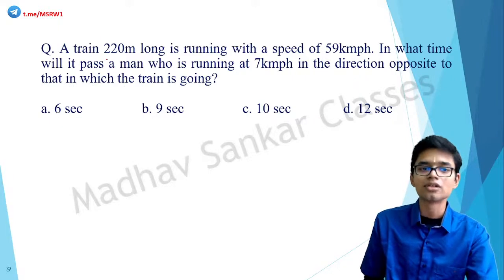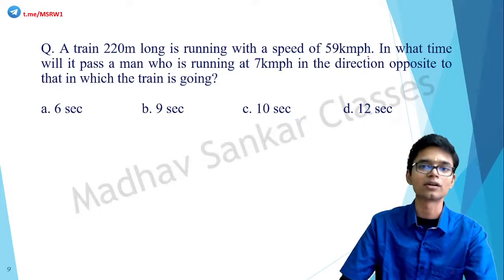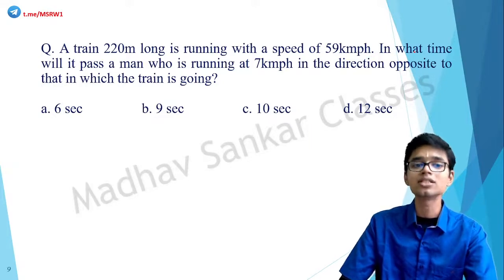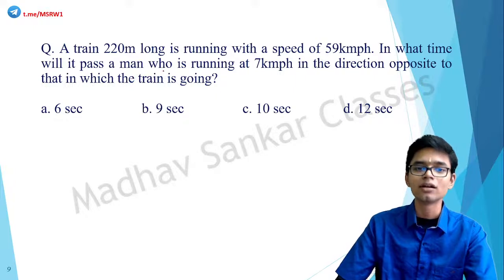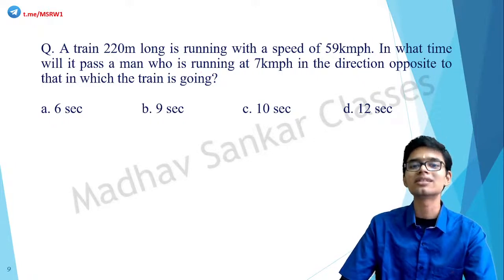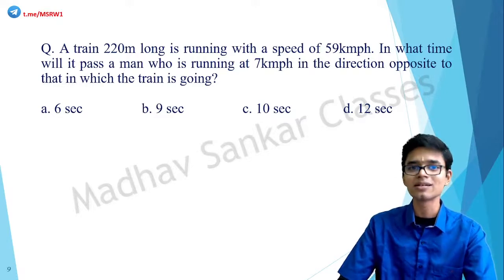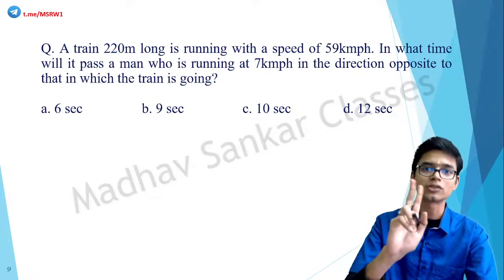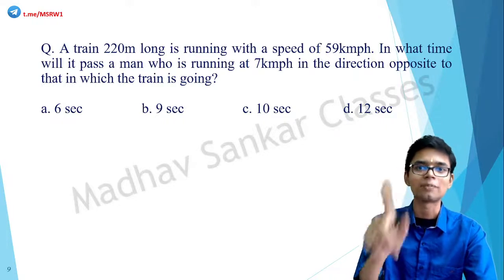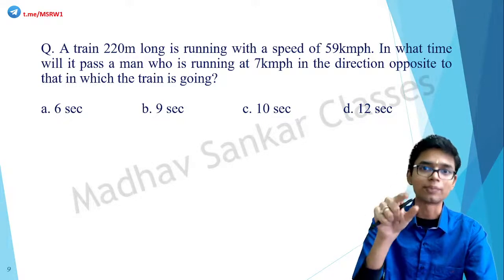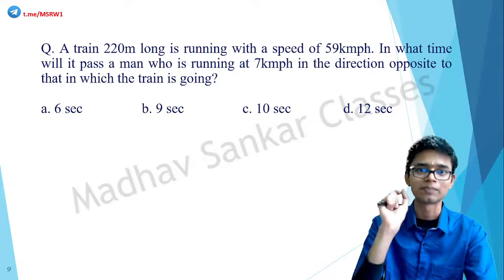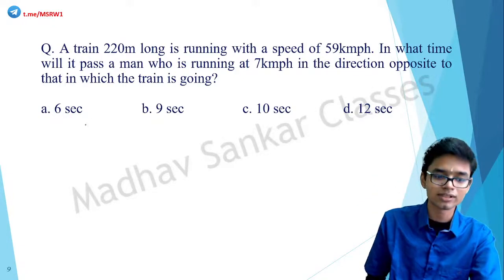A train 220 meters long is running with a speed of 59 kilometers per hour. In what time will it pass a man who is running at 7 kilometers per hour in the direction opposite to which the train is going? So this is exactly the same question as before. The only change is that here the man and the train are moving in the opposite direction. That means their speeds will get added up when finding the relative speed. Correct. So how do we do this?